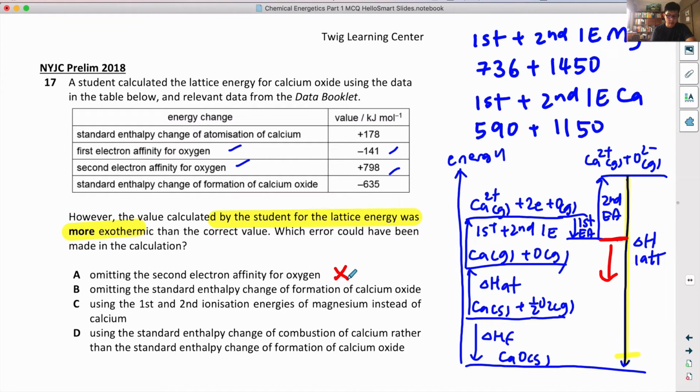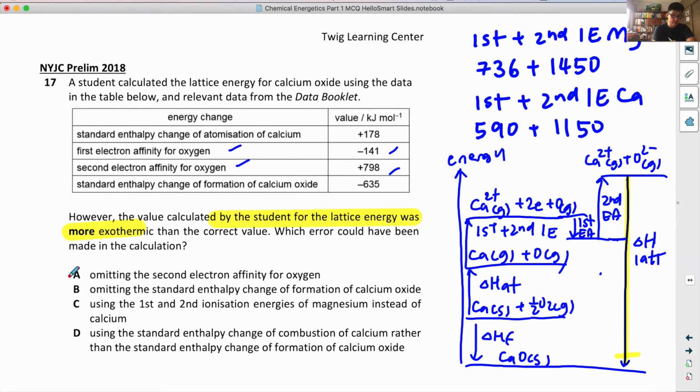Omitted the standard enthalpy change of formation. If you omitted the standard enthalpy change of formation of calcium oxide, it means you didn't use this, so it means the lattice energy starts from here. Which means that shouldn't be the way. Let me take away all this first. So these two I'm just going to cross out.